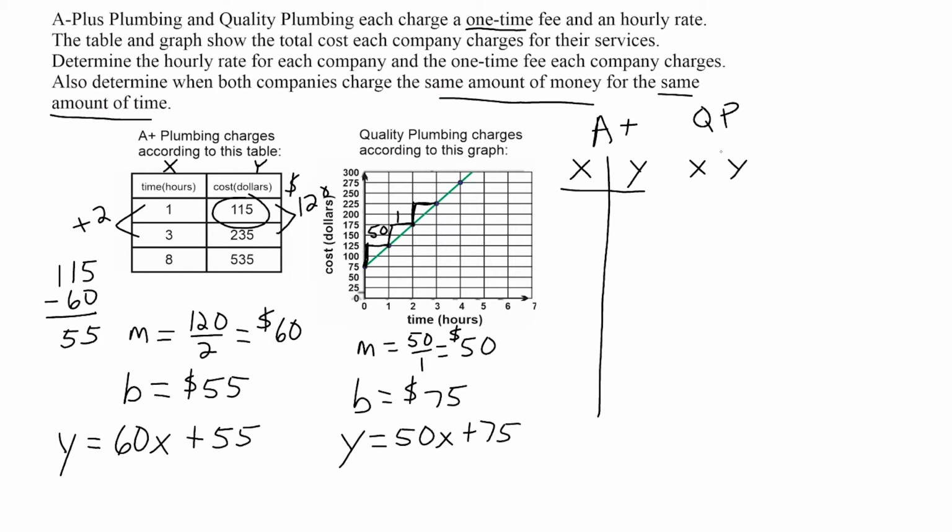And what I'm going to do here is start both tables with 0 hours of service. And when x is 0, whatever y is going to be your y-intercept. Now, for A plus plumbing, we already determined that the one-time cost is $55. So that means before there's any service even rendered, that company is charging $55 for 0 hours of service.